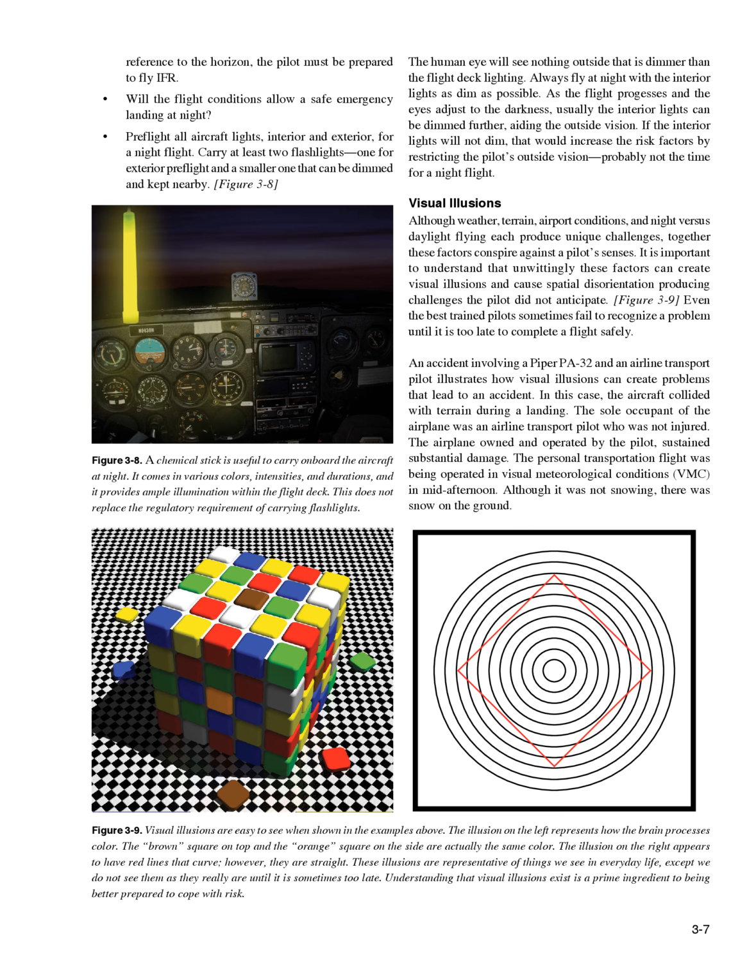An accident involving a Piper PA-32 and an airline transport pilot illustrates how visual illusions can create problems that lead to an accident. In this case, the aircraft collided with terrain during a landing. The sole occupant of the airplane was an airline transport pilot who was not injured. The airplane, owned and operated by the pilot, sustained substantial damage. The personal transportation flight was being operated in visual meteorological conditions (VMC) in mid-afternoon. Although it was not snowing, there was snow on the ground.